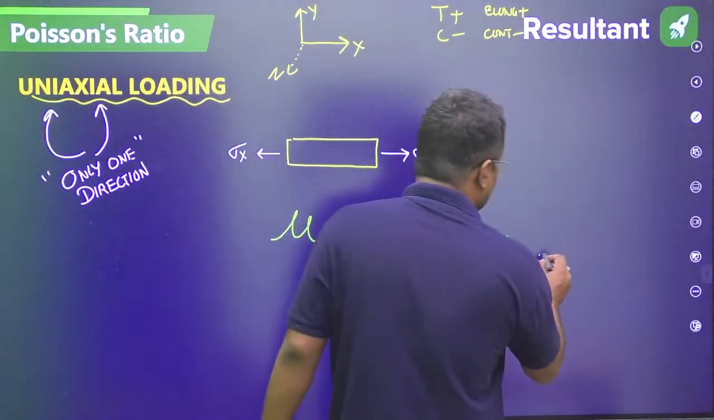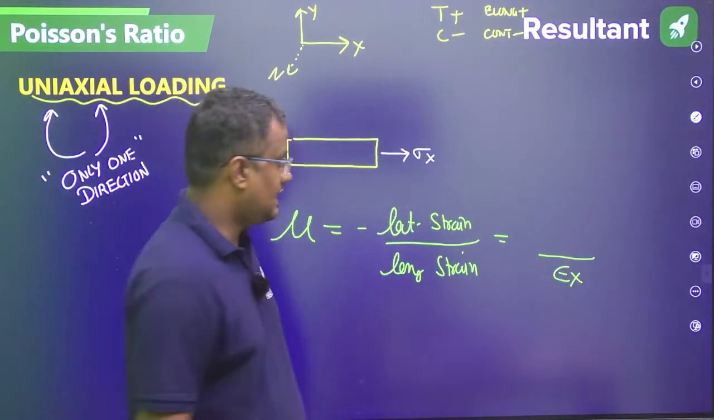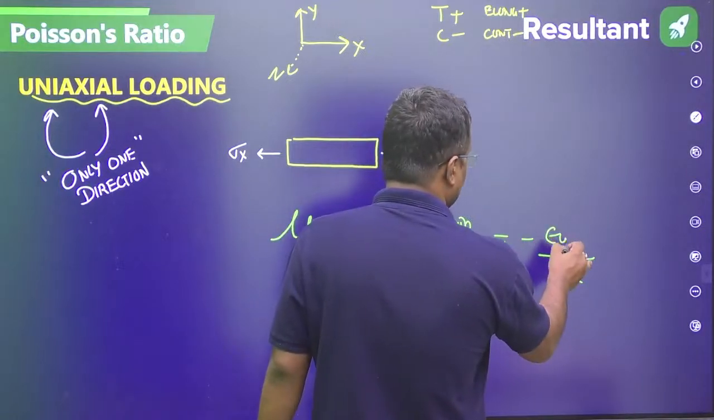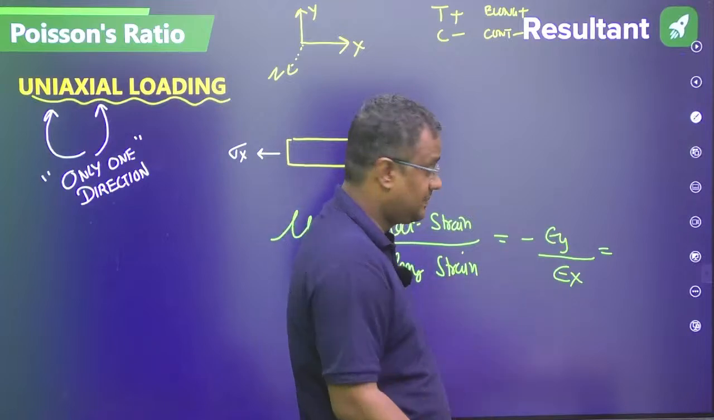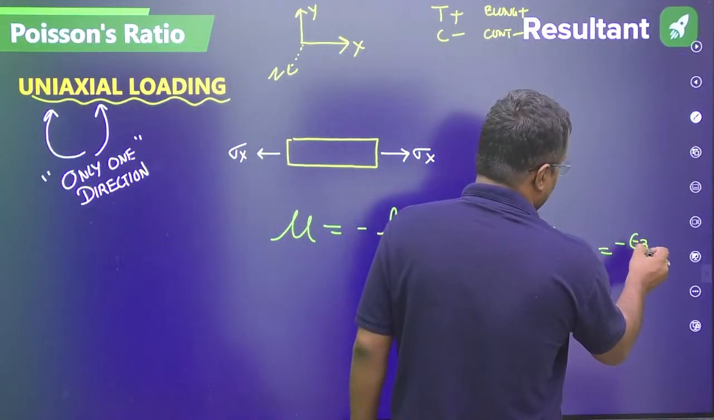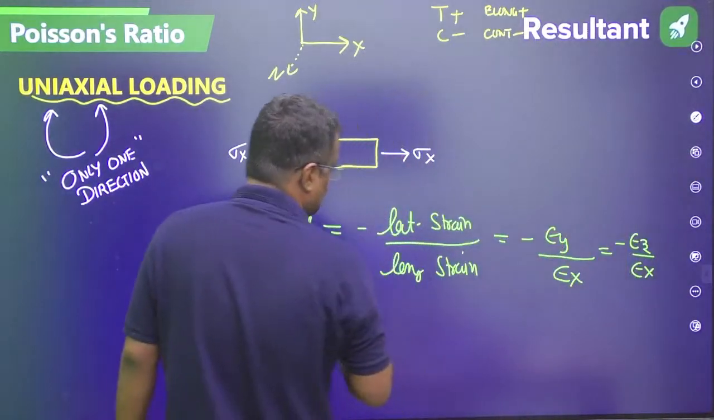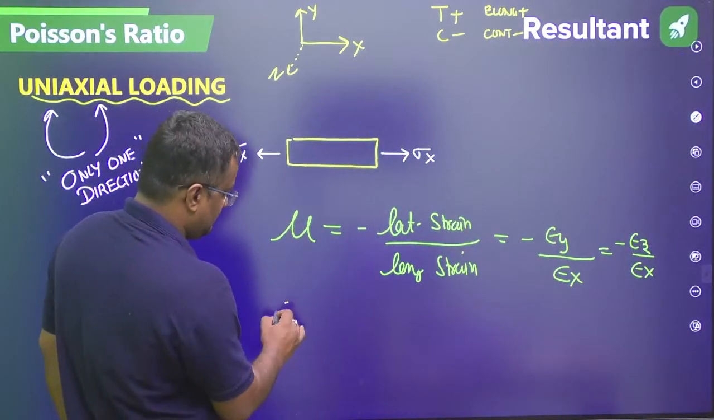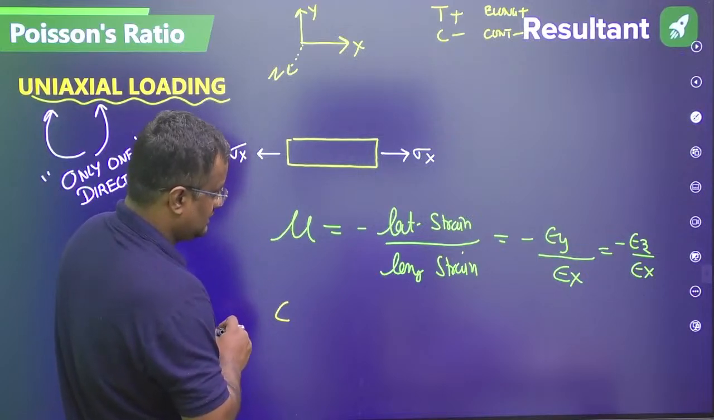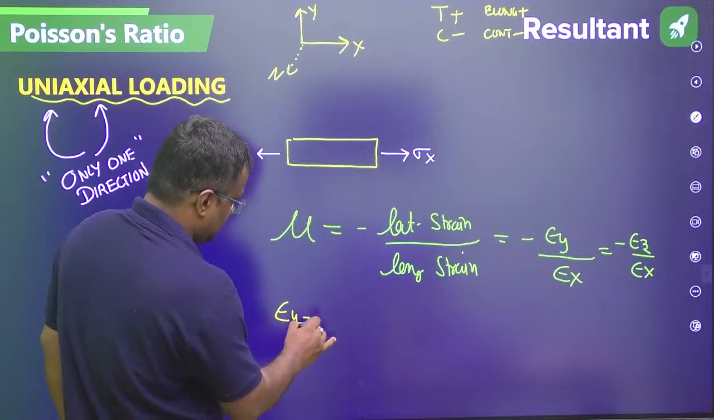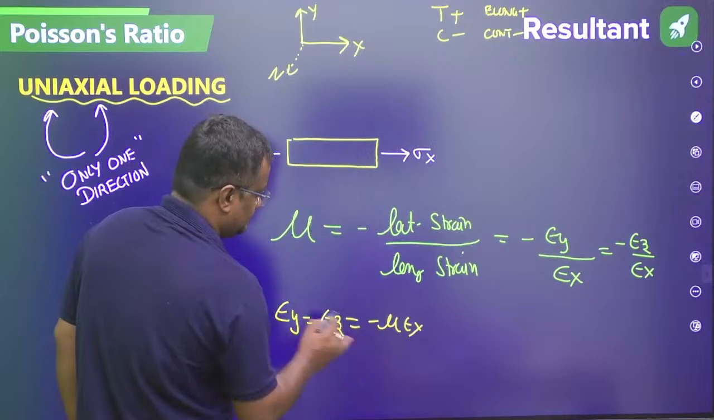So here the longitudinal strain is epsilon x, and minus lateral strain is y, and as y is perpendicular to x, z is also perpendicular to x, so minus epsilon z upon epsilon x, correct? So from here, everyone, mu is equal to this. Okay sir, so epsilon y is equal to epsilon z is equal to minus mu epsilon x.